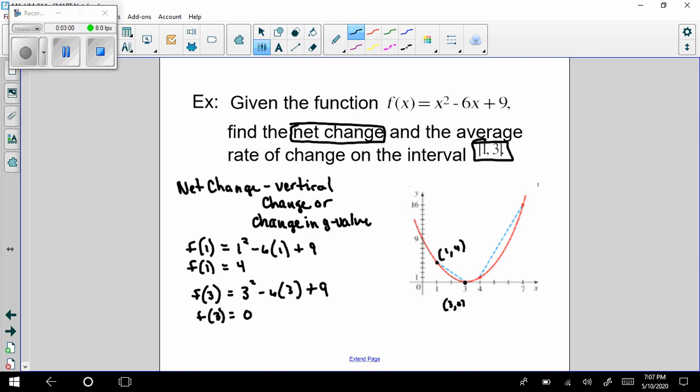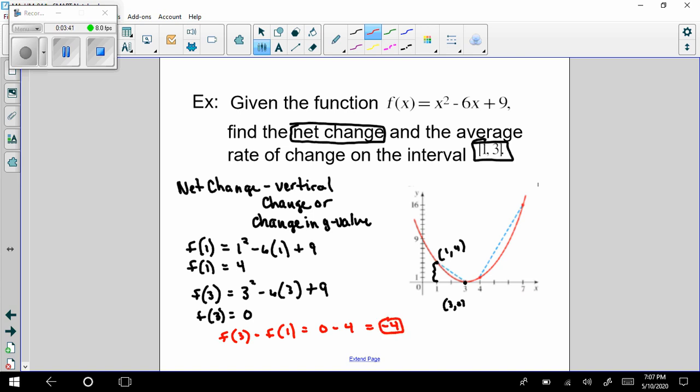But when we look at net change, the only thing we want to see is that we're going from 1 to 3 on our x value. So that is a drop of 4 units. So your net change is going to be f of 3 minus f of 1, which is 0 minus 4, which is a negative 4.